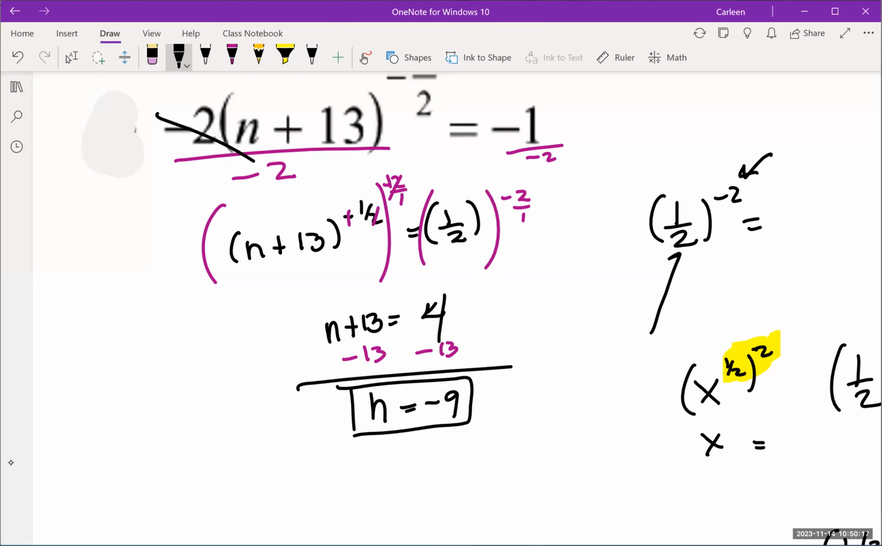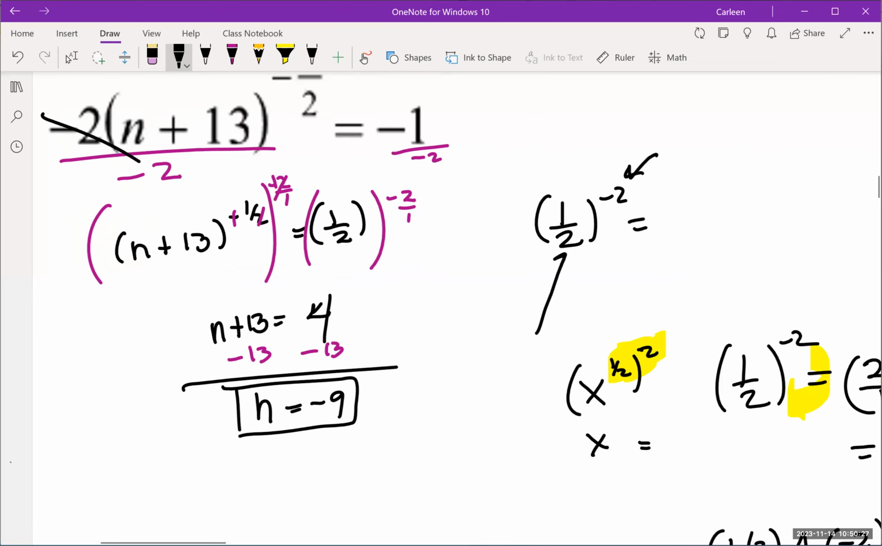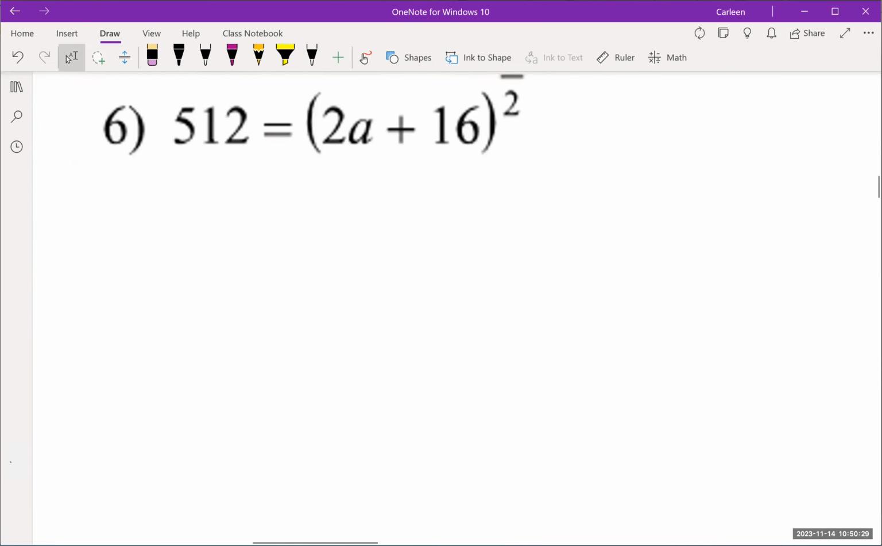Okay, and this is why we've been practicing a lot of exponents. It shows up every week in your attendance quizzes because we've got to be really confident with these exponents. Let's do another one.